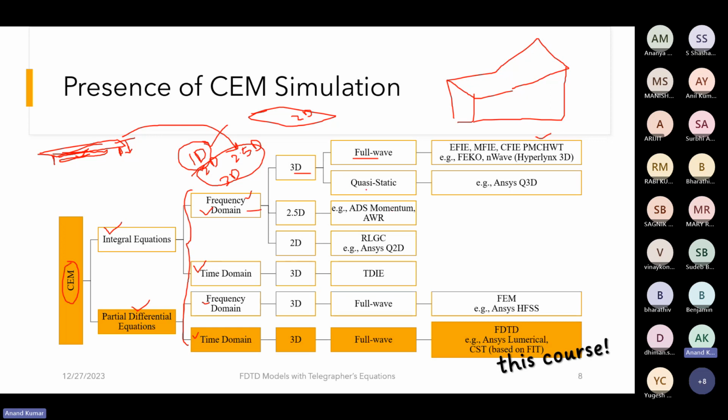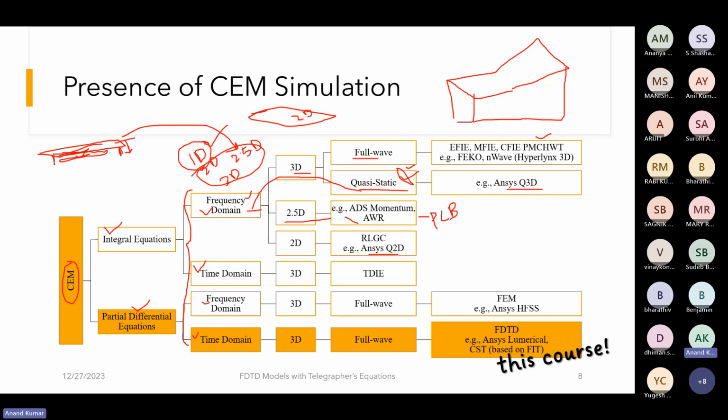Now quasi-static is when we consider that there is not much time variation, so we kind of assume that the structure does not change with time. So ANSYS Q3D is one of the solvers, which is a quasi-static, 3D solver based on frequency domain. ADS, Momentum, and AWR are 2.5D solvers. So you must remember they kind of do PCB things.